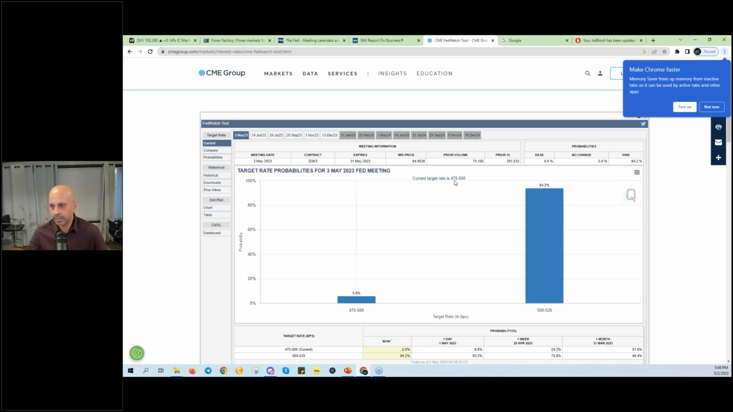So the current rate is 475 to 500 basis points. So basically, this is 4.75% to 5%. So when the media or when Jerome Powell and other central bankers talk in terms of basis points, you just have to understand that 100 basis points is 1%. So anytime anyone is talking about basis points, you just take that figure and divide it by 100. So if it's 25 basis points, you divide it by 100 and you get 0.25%.